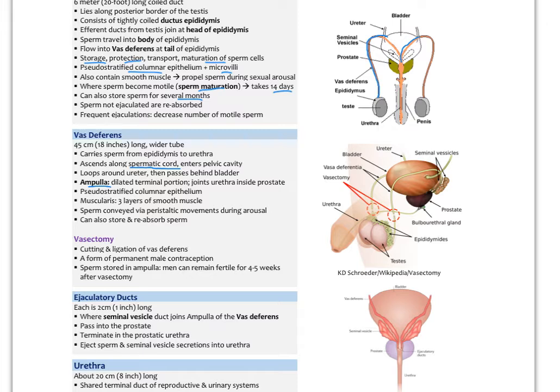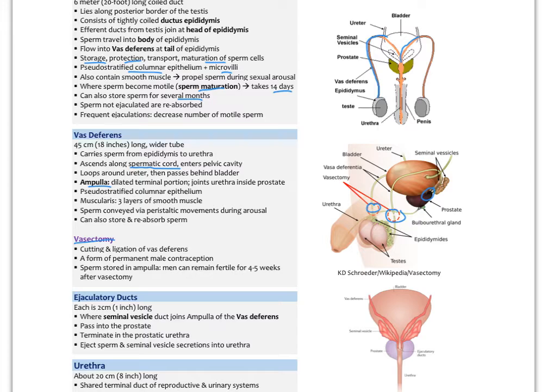The vas deferens can also store and resorb sperm, and that's important because there's a procedure you're most likely familiar with called the vasectomy. That's a cutting and ligation of the vas deferens, so usually down here just after they pass through the epididymis. It's a very simple outpatient procedure, and this is really a form of permanent male contraception. The important thing, though, is that sperm can be stored in the ampulla, this region here where it joins in the prostate, for up to 4 to 5 weeks after a vasectomy. So a man theoretically could be fertile for up to that time. Okay, so that's the vas deferens.